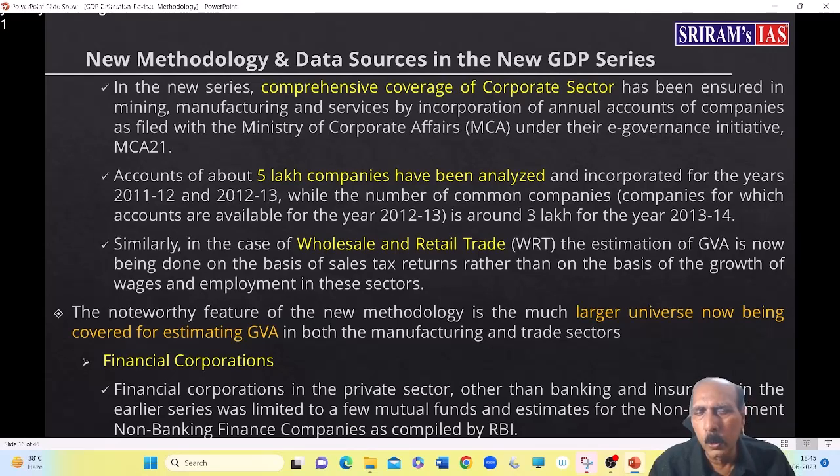Similarly, in case of wholesale and retail trade, estimation of GVA is now being done on the basis of sales tax returns. Earlier, we were measuring wholesale and retail trade based on the growth of wages and employment in these sectors. In the wholesale sector and retail sector, what is the growth of wages and employment? Based on that, we tried to find out their share in the GDP. Since we have online sales tax returns available with us, we calculate the wholesale and retail trade contribution based on the sales tax returns. Therefore, the database has been expanded.